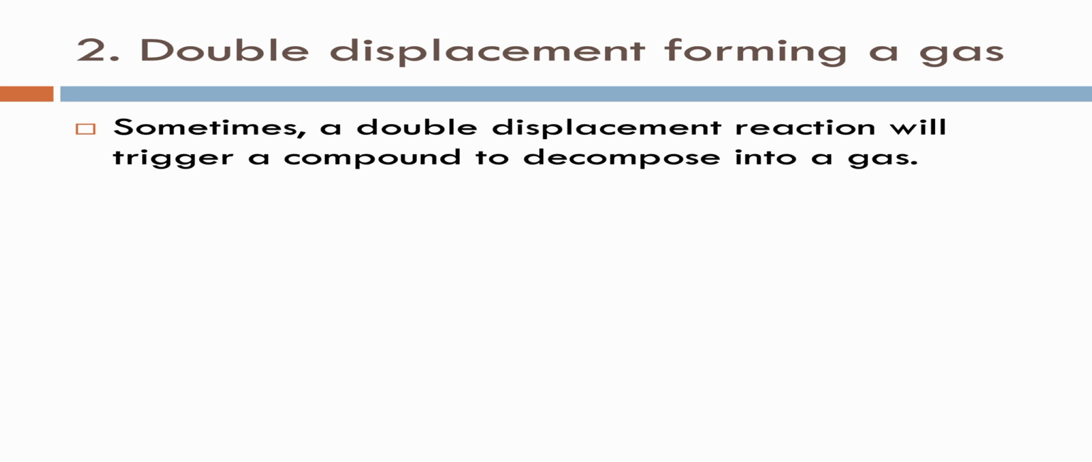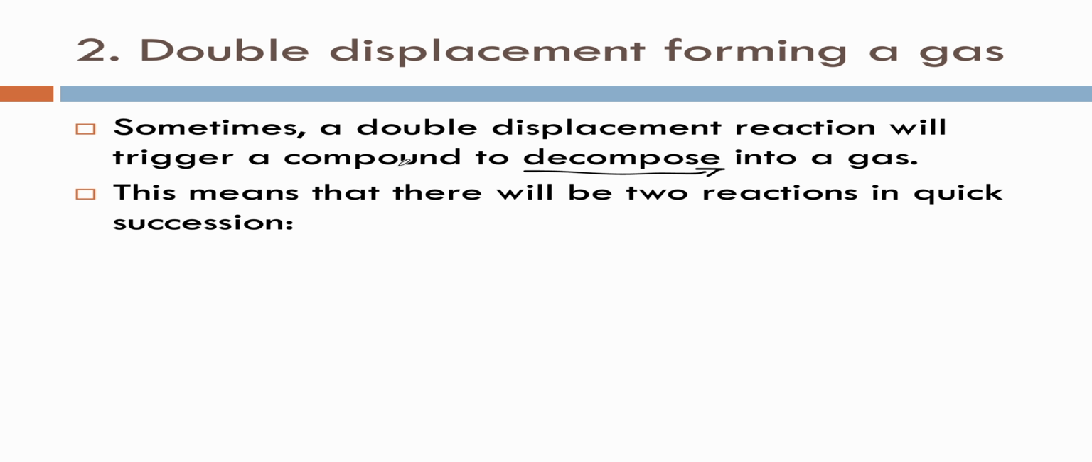So this is an interesting one. In double displacement reactions, you just swap the anions, keep the cations in the same place. But here's the difference with this type of double displacement. One of your products that you form will actually be unstable and it'll immediately decompose into a gas. So it won't stay itself, it'll actually break apart into water and a gas. So in this type of double displacement reaction, you actually get two reactions happening really fast, one after the other.